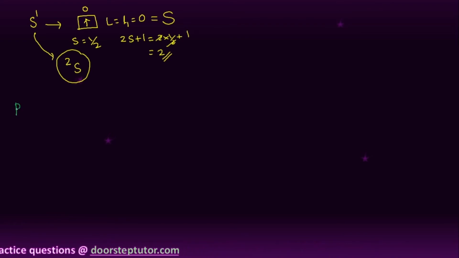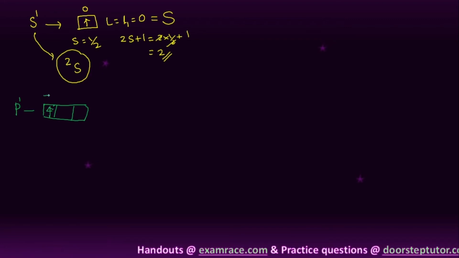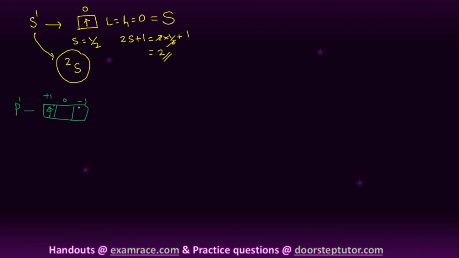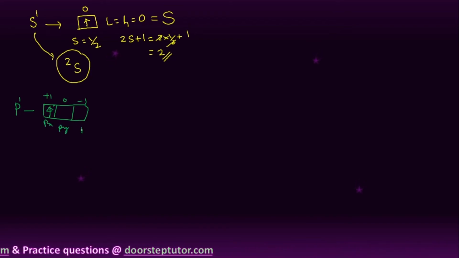So P1 configuration, student. Here this is the P orbital: Px, Py, Pz. So here we have only one electron, student. So this is plus 1, 0, minus 1. So this is Px, Py, Pz, student. Okay. So therefore L is equal to l1, that is equal to 1.